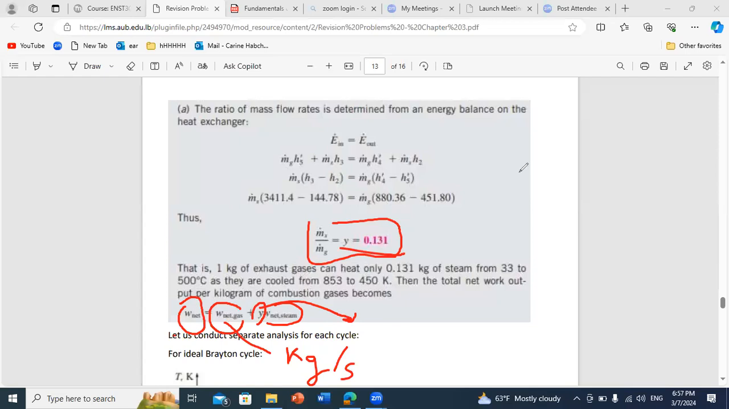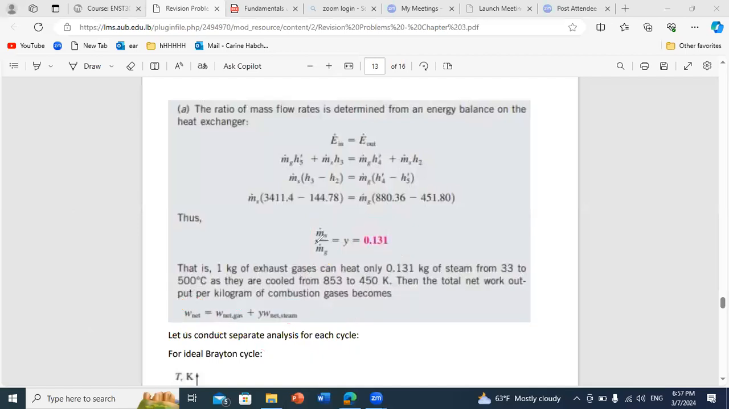When you divide by m dot gas, you will have W dot net over m dot gas equal to W net gas plus Y times W net steam. So now, to be able to evaluate W net, as we said, we should calculate all enthalpies. So here, they considered each cycle separately.